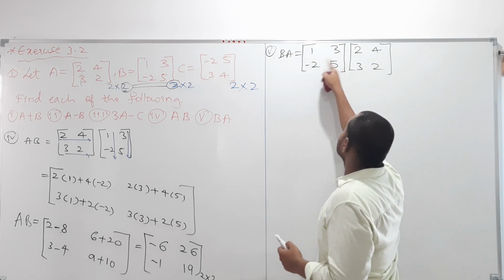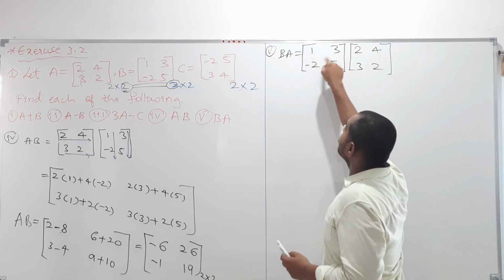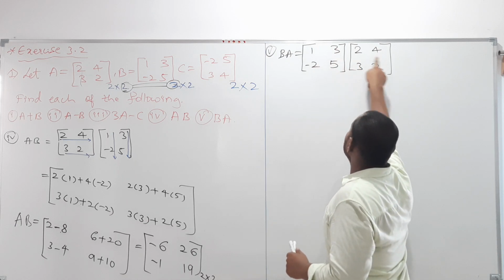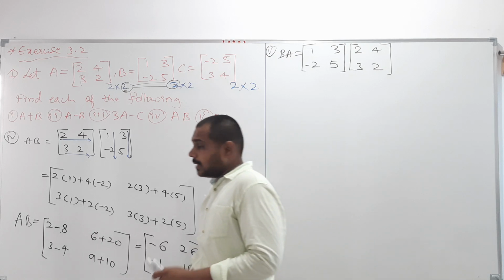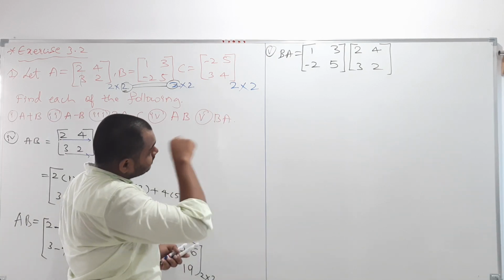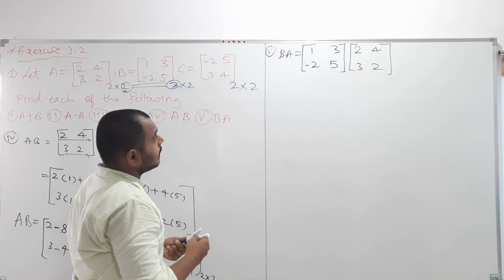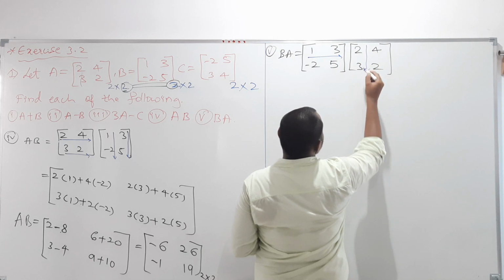It means that the number of columns in the first matrix is equal to the number of rows in the second matrix, 2 and 2. So therefore we can easily multiply. Next, my dear students, multiplication is done by row by column, that is first row first column.